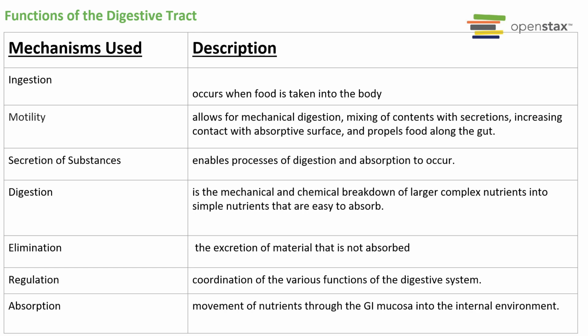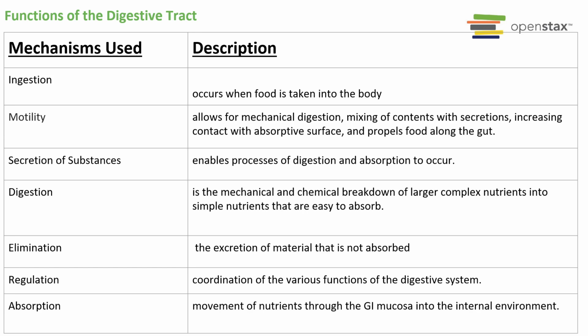Secretions of certain substances can allow for processes of digestion and absorption to occur. You can think about hydrochloric acid that is present in the stomach. You can think about certain digestive enzymes that can also aid in the breakdown and then subsequent absorption of materials. With digestion, once again, this includes both mechanical and chemical processes to break down nutrients into more simple forms such that absorption can occur. Once again, absorption largely occurring in the small intestine.